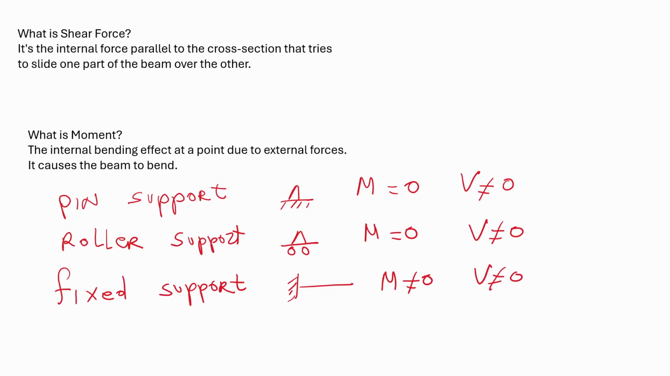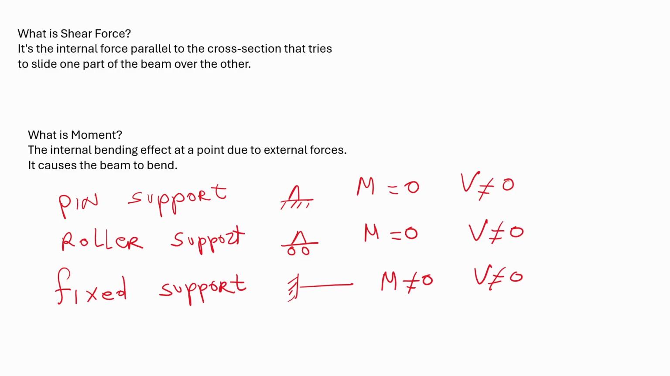So what is shear force? It's the internal force parallel to the cross-section that tries to slide one part of the beam over the other. What is moment? That is the internal bending effect at a point due to external forces, and it causes the beam to bend.